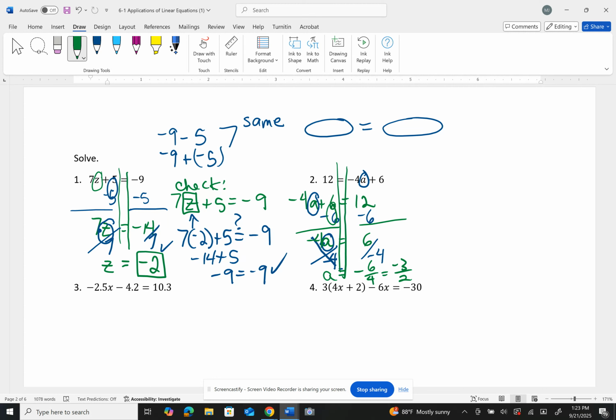All right, now I'm not going to do the check every single time, but I want to do it one more time. So if I were going to check that, I'd go back to the original equation. Where the a used to be, I'd replace it with what I think the answer is. And then I'd work it out, and look to see if the right-hand side turns out to be 12.